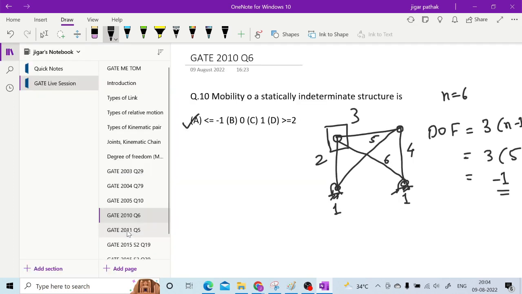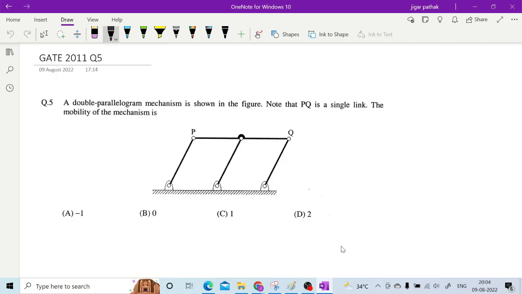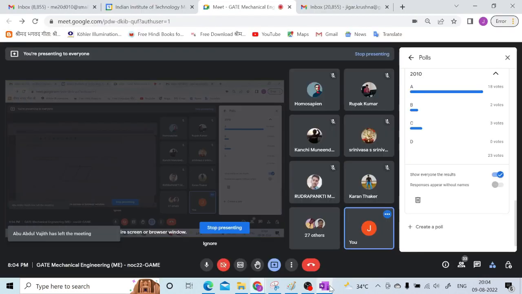If we go to the next question, this is an interesting question, right? So I am generating a poll for this. Be a little bit careful in answering this one. So I am again generating a poll for 2011.